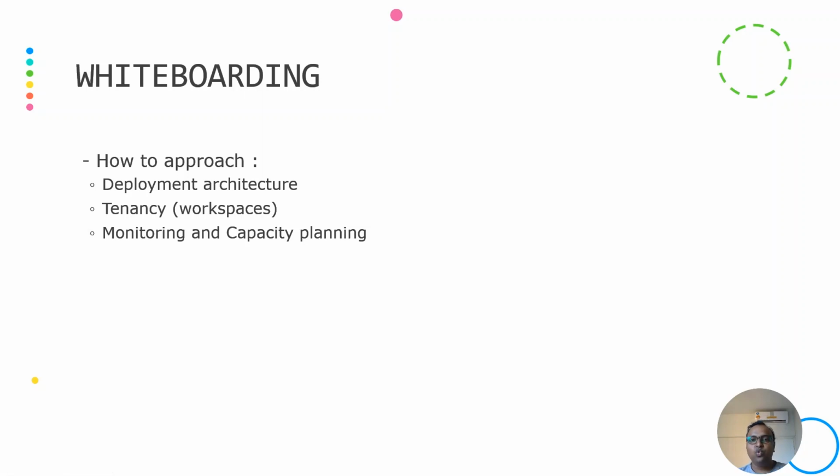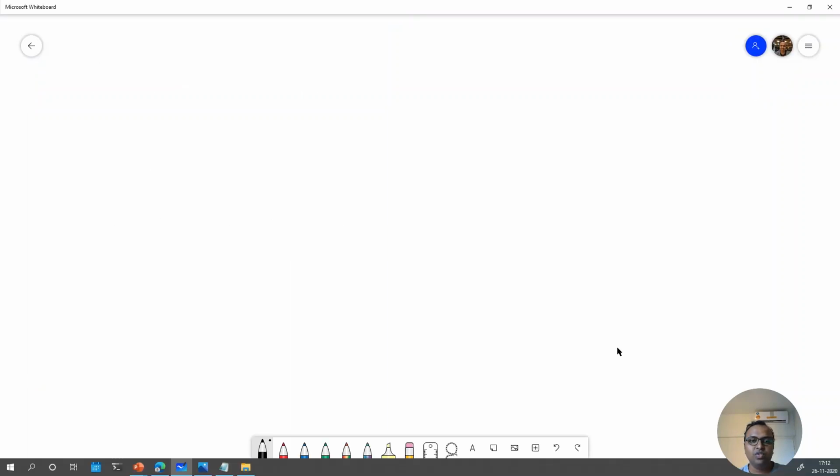Now let's see through whiteboarding some of the scenarios which you might have to think about while you're developing the Power BI embedded reports. We'll look at some deployment architectures, we'll look at tenancy and workspaces, and we'll also look at monitoring capacity. Let's go to Microsoft Whiteboard for that.